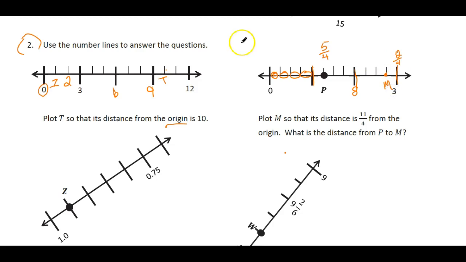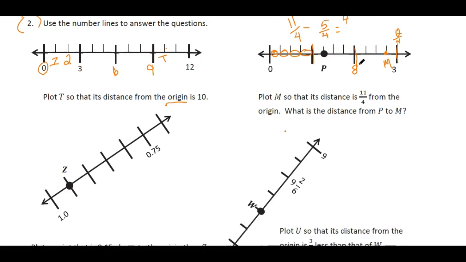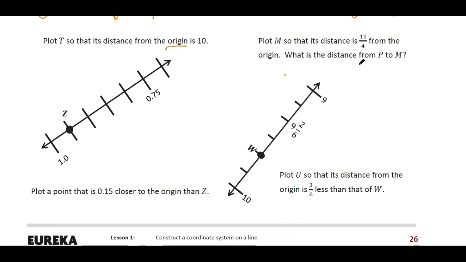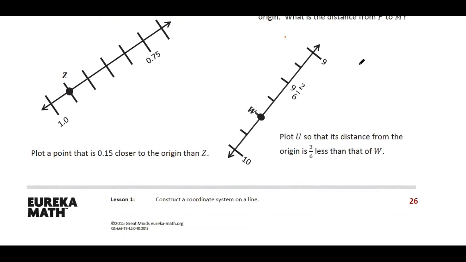So we can do the math on this and find the difference because it's asking the distance from P to M. So we're going to take the bigger one first, 11 fourths minus 5 fourths. And what do you get? We know it's not 4, it's 6. 6 plus 5 gets you 11. So 6 fourths is the distance between the two. T, we've already done. Keep moving.